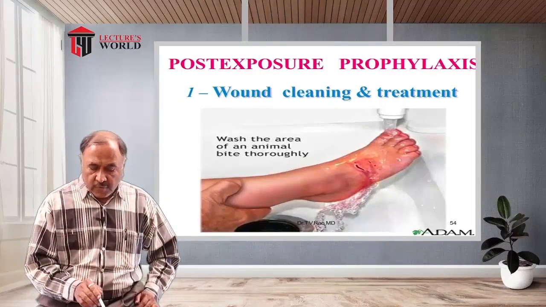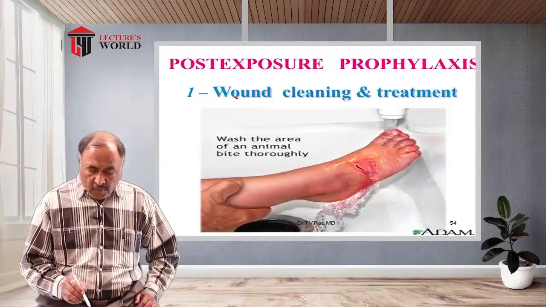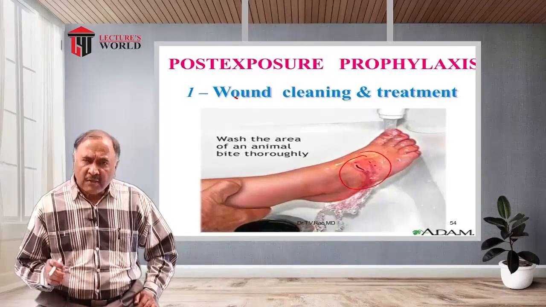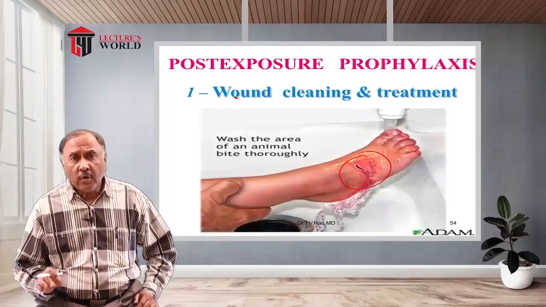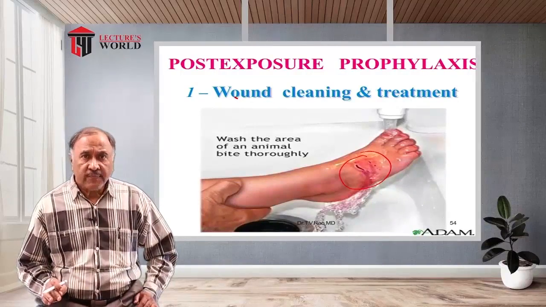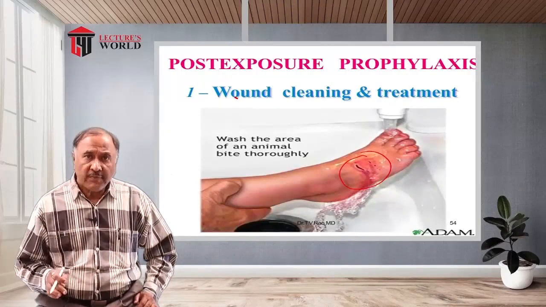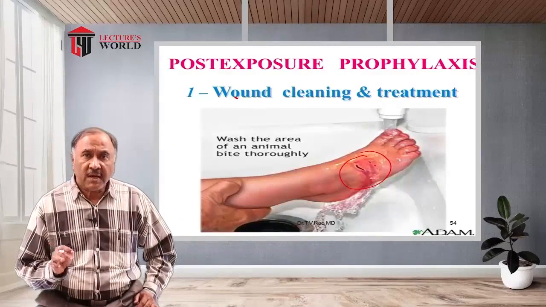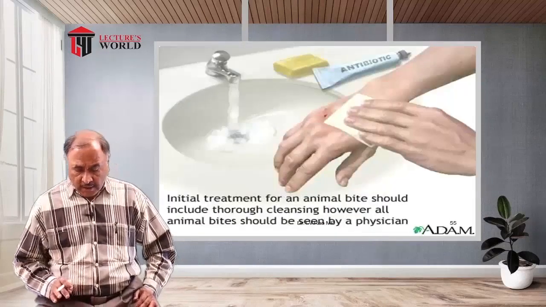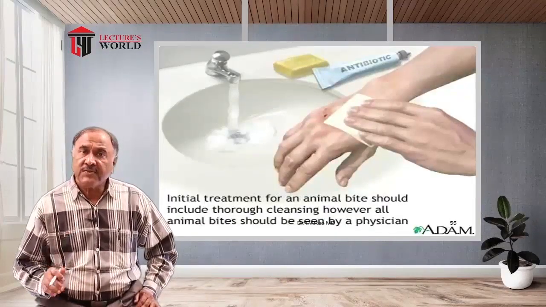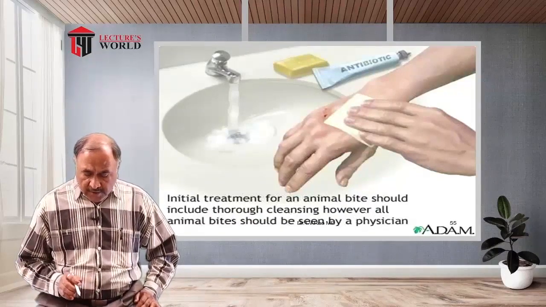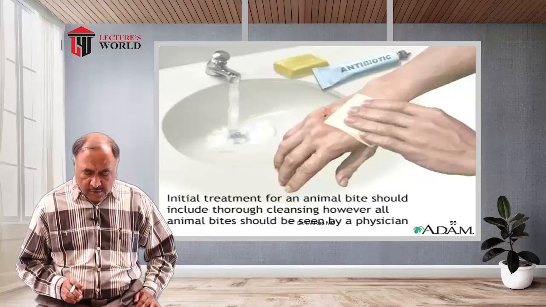First includes wound cleaning and treatment. Wash the area of the animal bite thoroughly. Thoroughly means very thoroughly using soap and water, because the viruses are very sensitive to detergents. They are sensitive to iodine. They are sensitive to other substances like alcohol and ether. So wash them very thoroughly, so the load, that is the number of viruses, can be reduced. They can be removed. Initial treatment for an animal bite should include thorough cleansing.